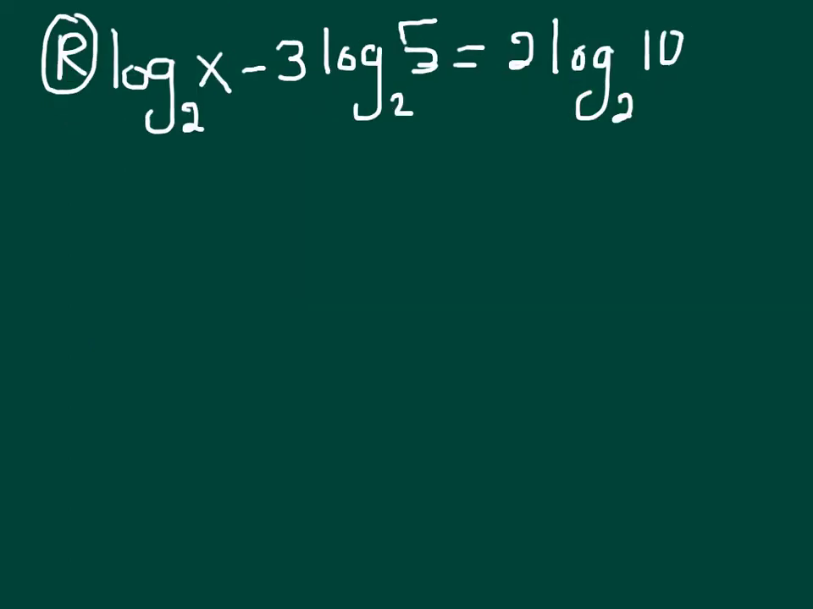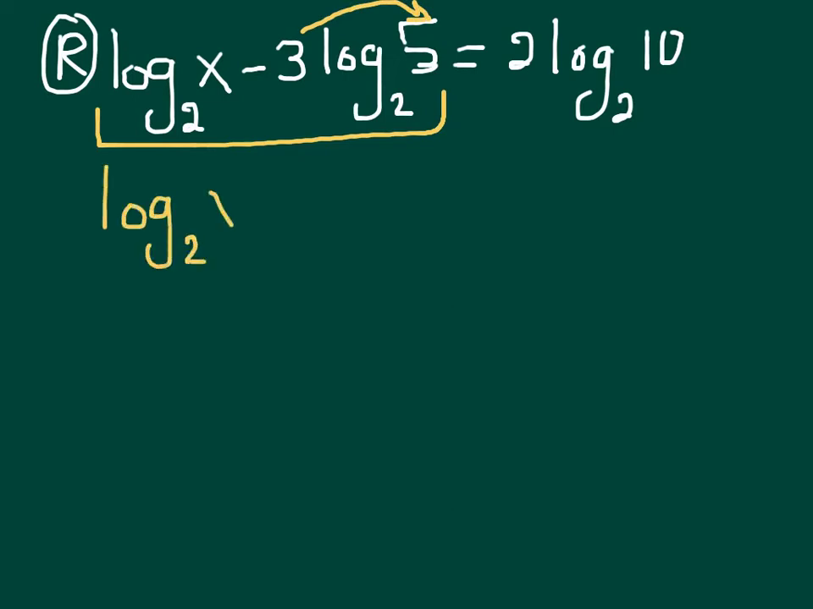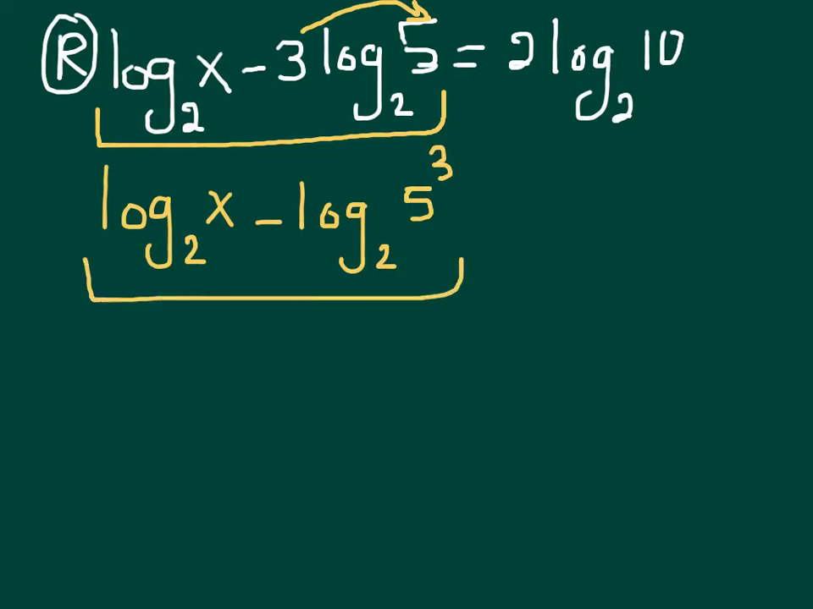Part R. R, we have to condense. We have to combine those two. Before we can combine them, the 3 has to go away. That means we have to make the 3 an exponent. So I ended up with log base 2 of x minus log base 2 of 5 to the 3rd power. When we combine those logs now, because the coefficients are both equal to 1, it's going to give us log base 2 of x divided by 5 to the 3rd, which is 125.